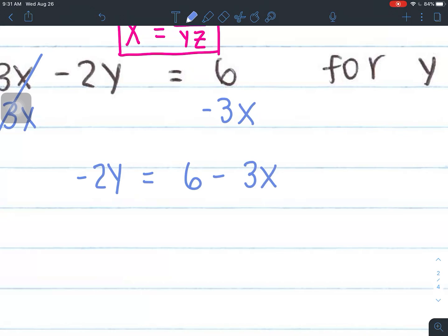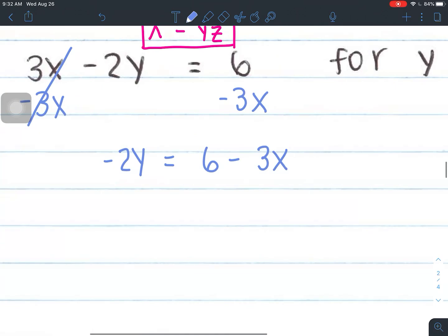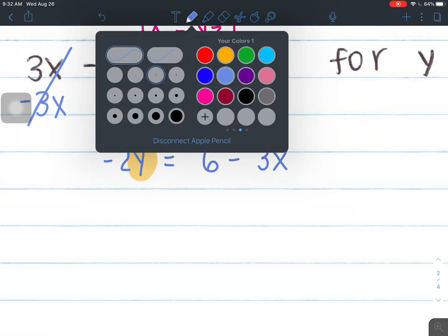Now, why can I not combine those? Well, 6 and negative 3x are not like terms, so you cannot combine them, so you don't want to force them to be combined, okay? All right, now, what's the goal again? Okay, yeah, we need to get y by itself. So again, we're highlighting y, but that's the variable that we want to get by itself.